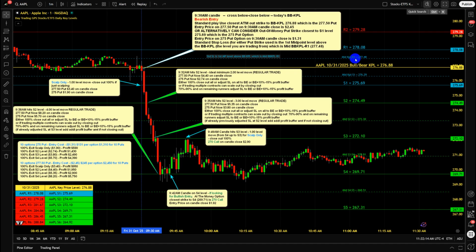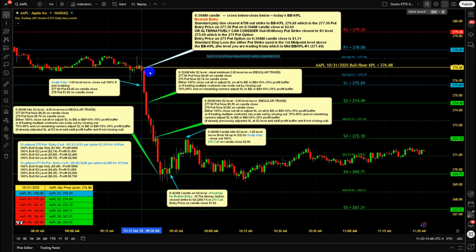Mid BBKPL R1. If instead this was a bullish play and we had a candle that closed up and this was still going to be the level we're trading, except now where it's a bullish play, then our stop loss on the bullish play is the first midpoint below the level we're trading. And then our out of the money is this. We can consider this, and then this is the at the money as far as a bullish play. Okay, so that is regardless of which strike you're using.